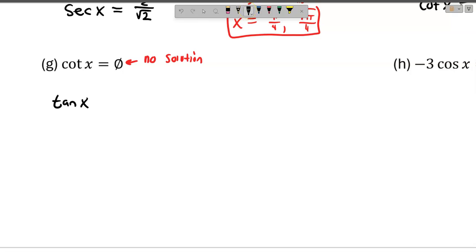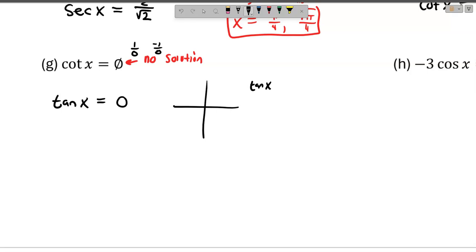And as we've talked about in prior lessons, if you flip something that is no solution, that means it's 1 over 0 or -1 over 0. When you flip it, that's just going to become 0. So now I'm really just answering the question, when is tangent equal to 0? And the only places are going to be our quadrantals.